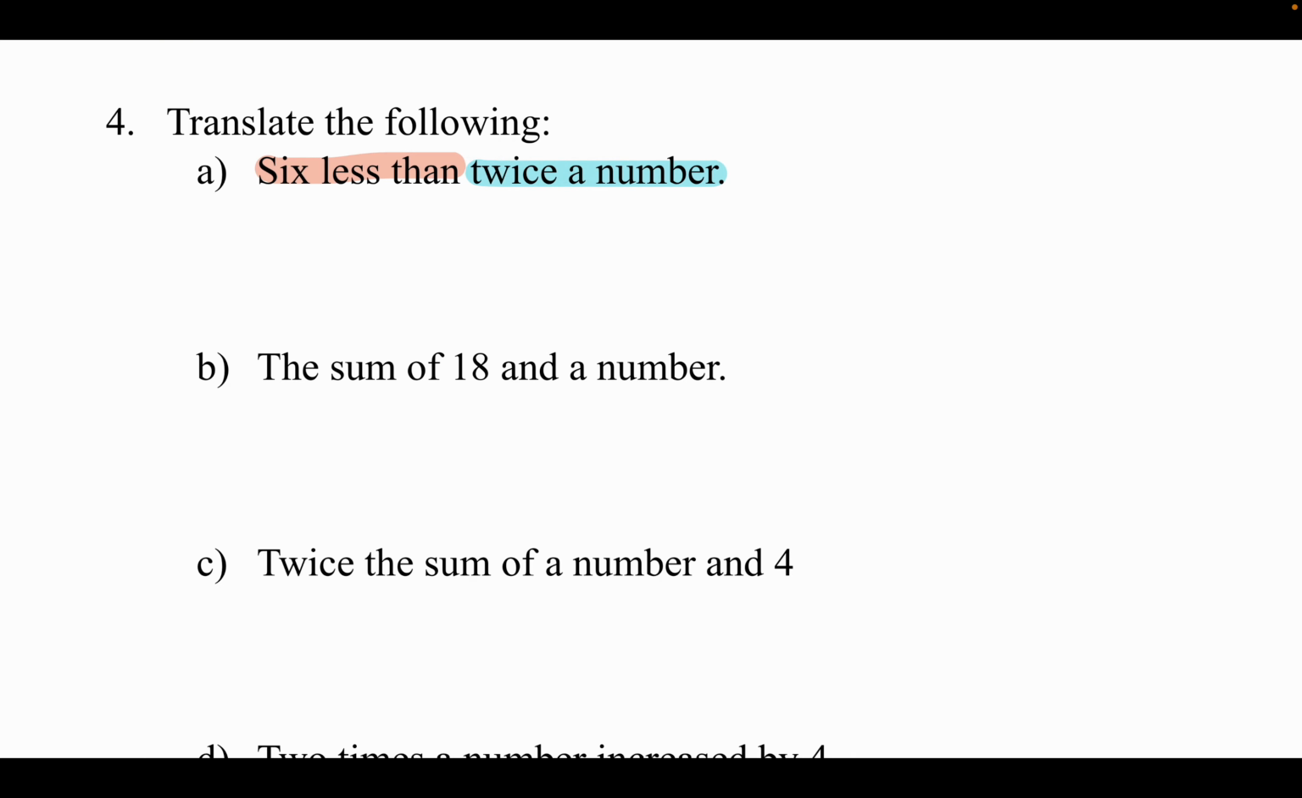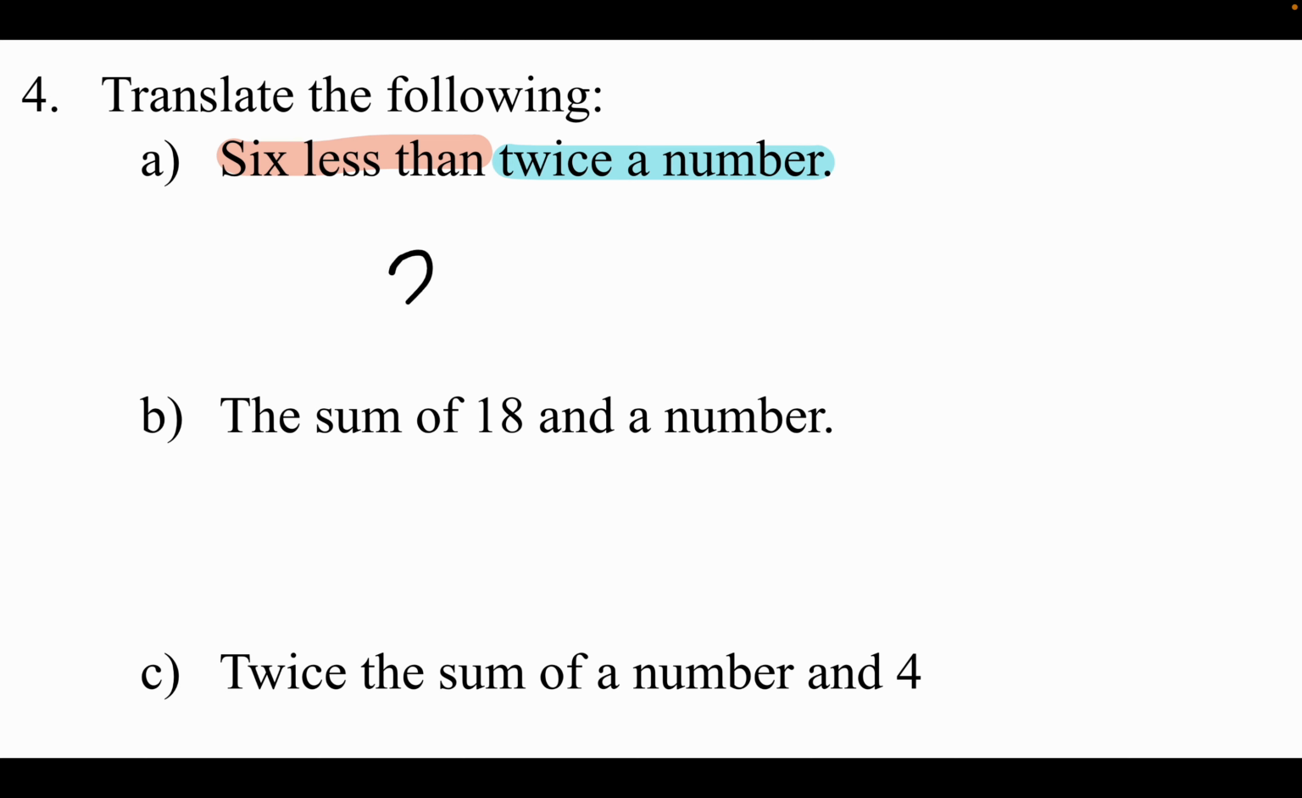So that would be written as 2x minus 6, and I'm just going to highlight which part is which. So twice a number is your 2x, and your minus 6 is your 6 less than. I'll leave the highlights there.